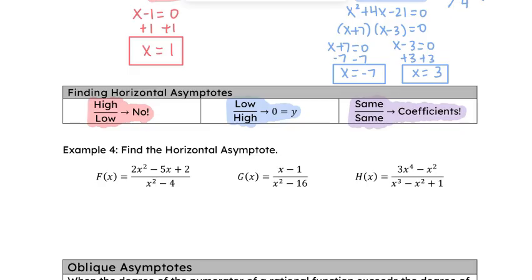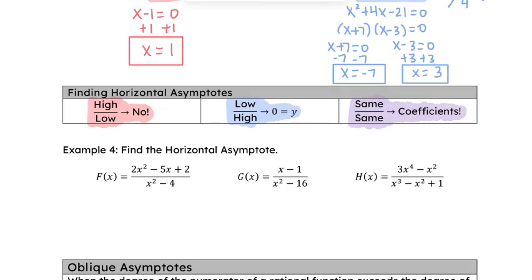So I've got a little rhyme for you to help you remember it. High over low, then no. Low over high, then 0 equals y. And same over same, coefficients are the game. So let's look at a couple of examples.